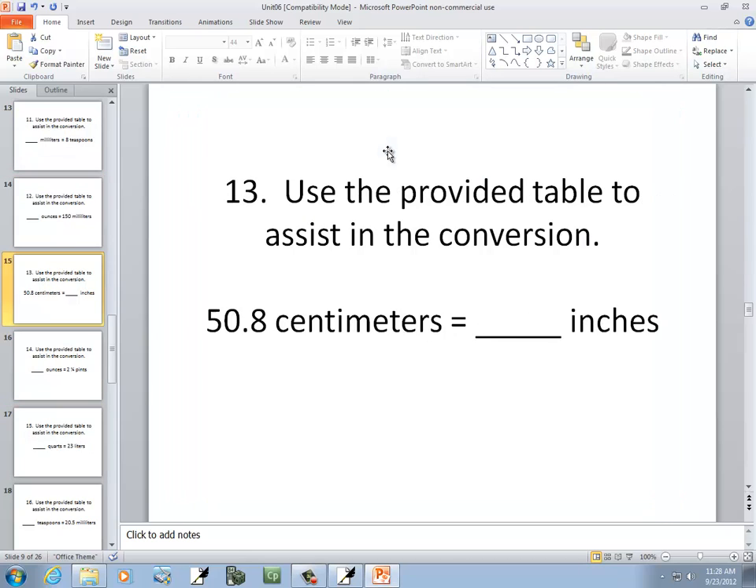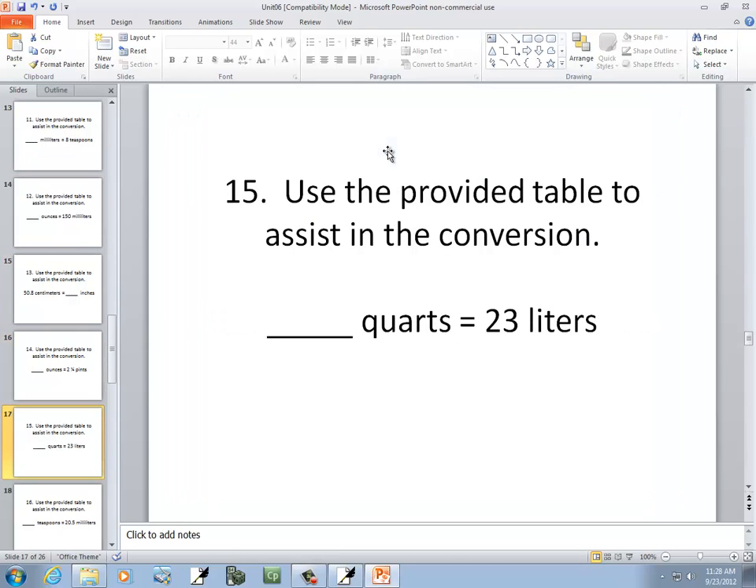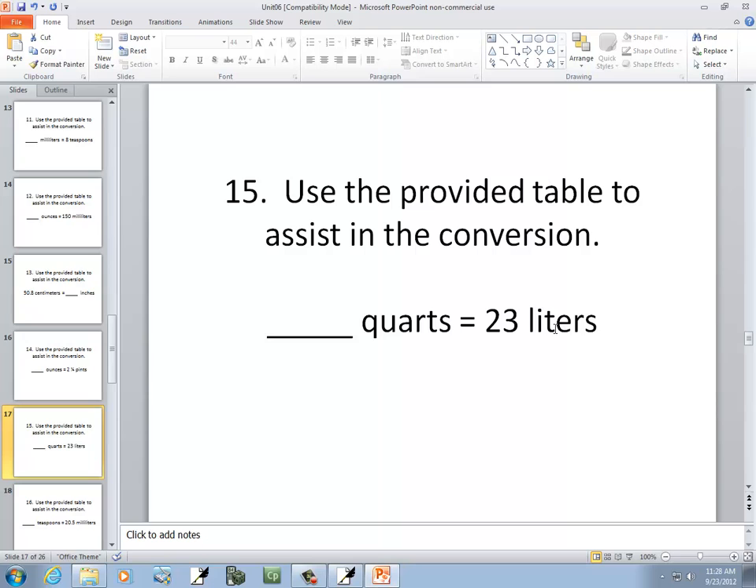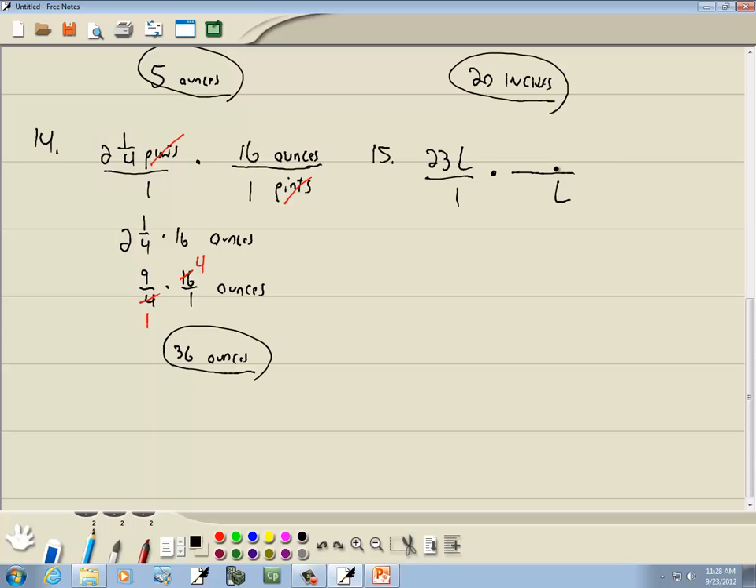Let's look at number 15. Blank quarts is equal to 23 liters. So we're starting out with 23 liters over 1. And then we've got liters here, so we have to have liters here. That's the way dimensional analysis says. And we'd like to find some kind of tie between liters and quarts. Yeah, I think that's qts, hopefully.